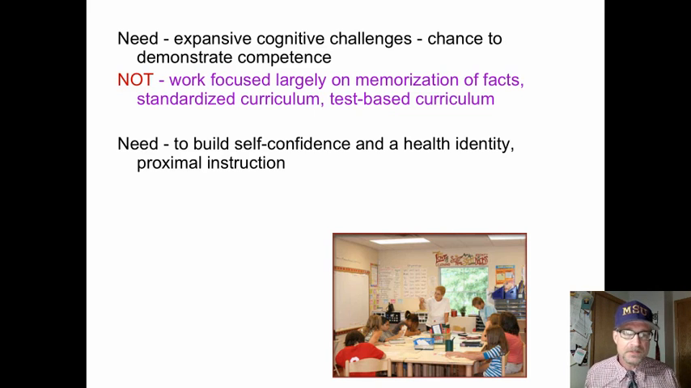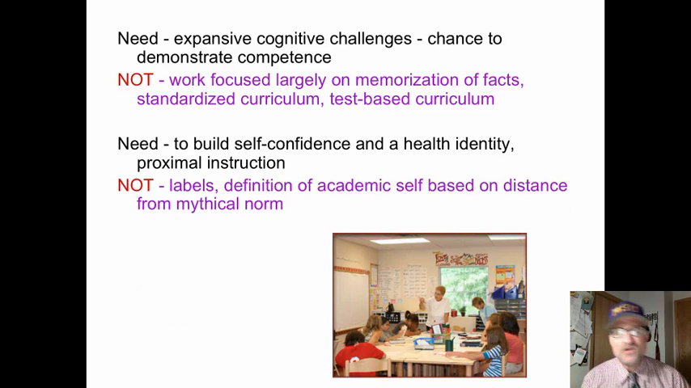Adolescents need to build self-confidence and a healthy identity, and they need instruction that is proximal, meaning that this is where they're at and just a little ahead. Instead, we often frustrate the pants off of them. That's a metaphor, by the way.